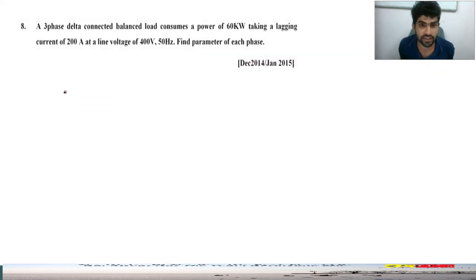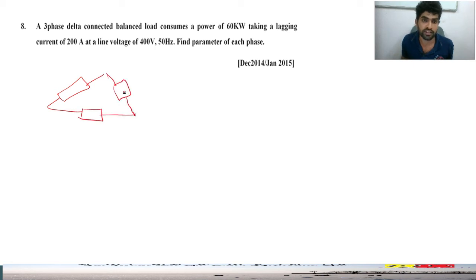A three-phase delta connected balanced load consumes a power of 60 kilowatts, taking a lagging current of 200 amps at a line voltage of 400 volts, 50 hertz. Find the parameter of each phase. So I'll be drawing the delta diagram now, right? So this is delta.